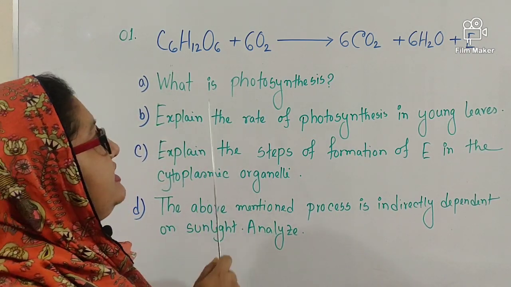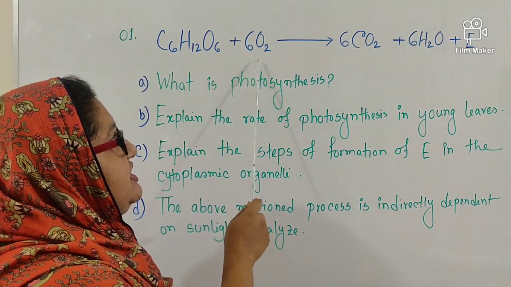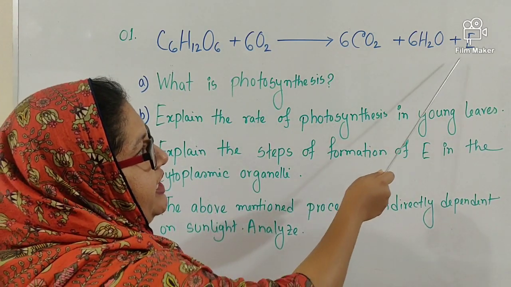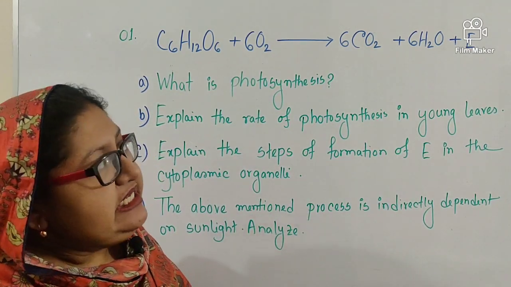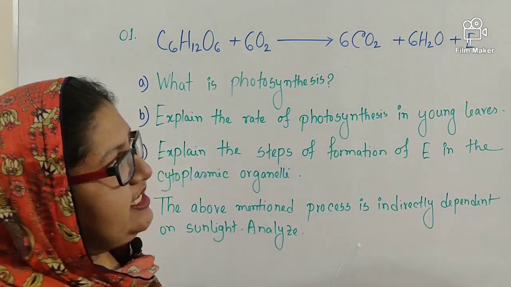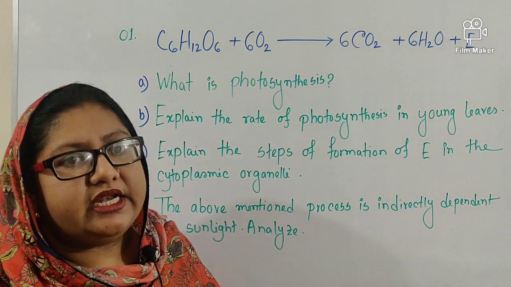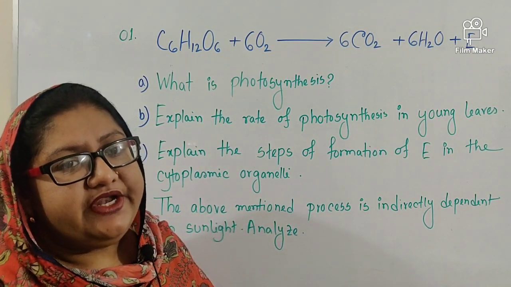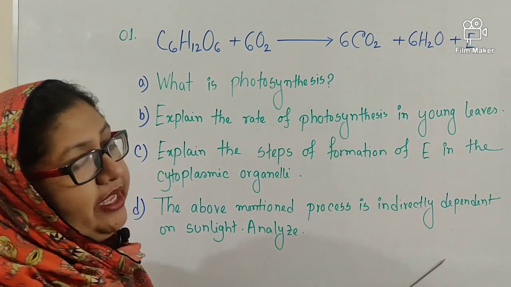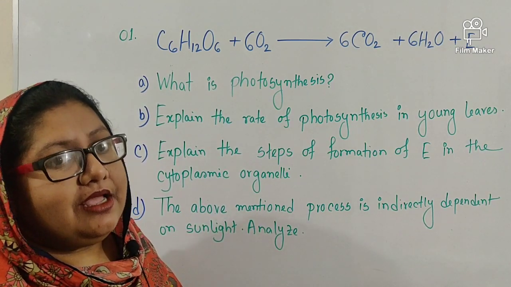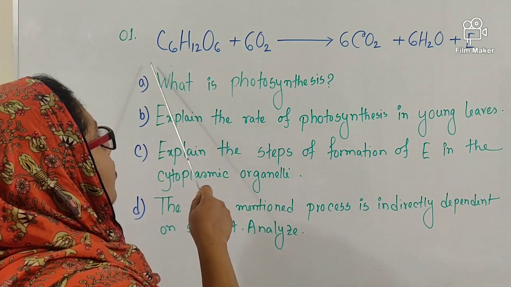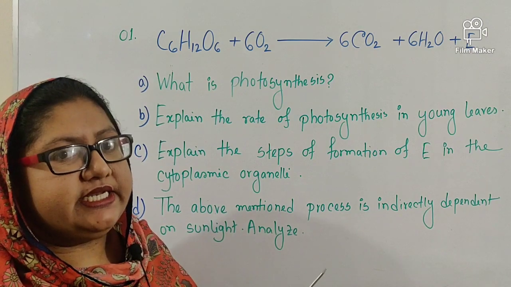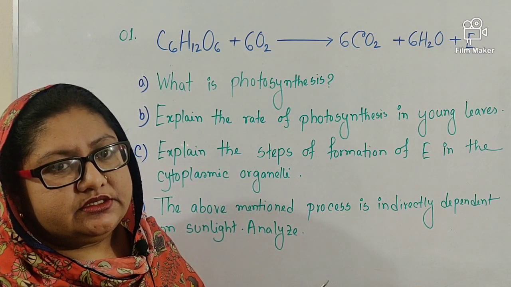In this stem, you can see that C6H12O6 is reacting with oxygen to produce carbon dioxide, water, and another component E. I know that all of you know that the E indicates the energy. How can you understand that E indicates energy? Because when carbohydrate is oxidized with the help of oxygen, that is respiration.